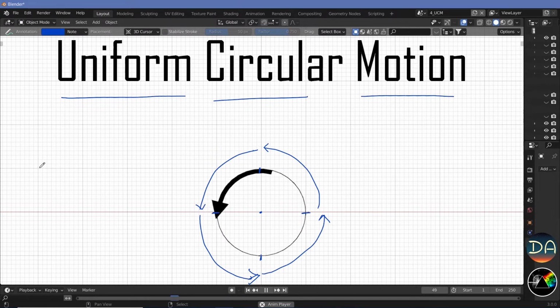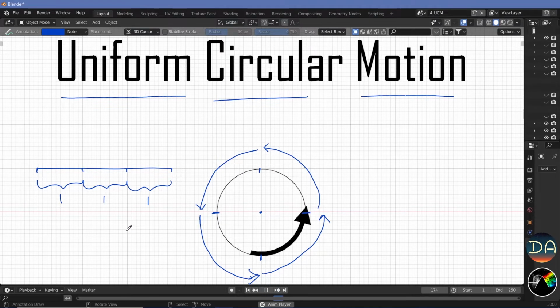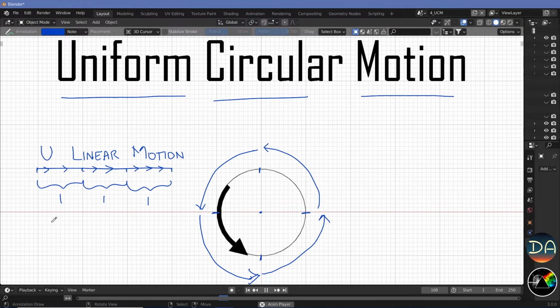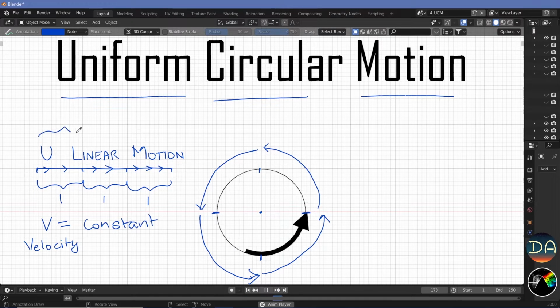In case of linear motion, we have an object moving along a straight line, and in equal intervals of time, let's say 1 second it covers this distance, in the next second it'll cover exactly the same distance again, and in the final second it'll cover the same distance once again. So this would be uniform linear motion. In case of uniform linear motion, we can see that the direction of movement is always in the same direction. And if the direction of motion is the same, we can state that the velocity is constant because we're moving equal distances in equal intervals of time and the direction is the same.